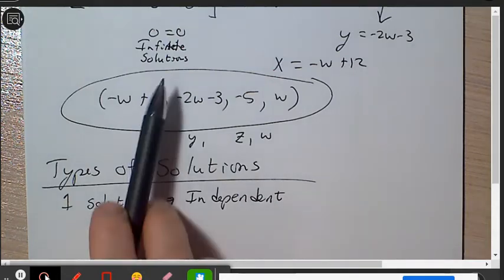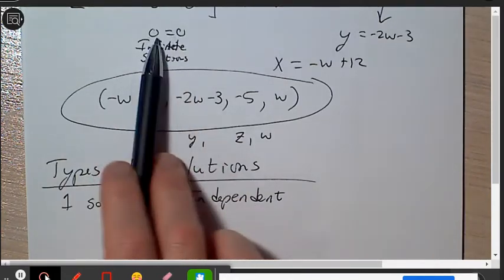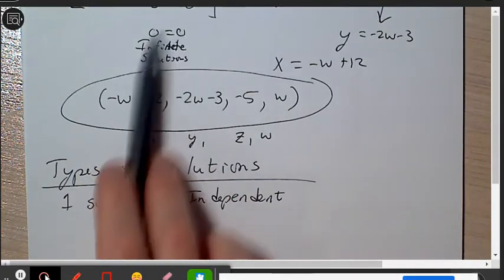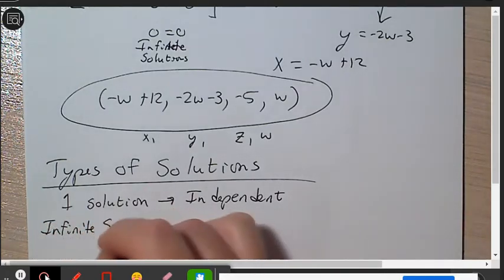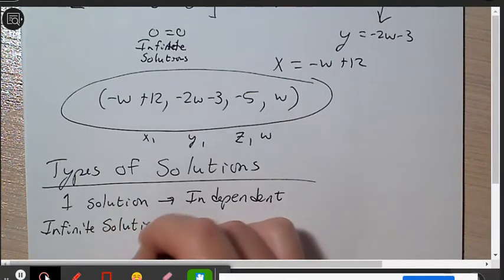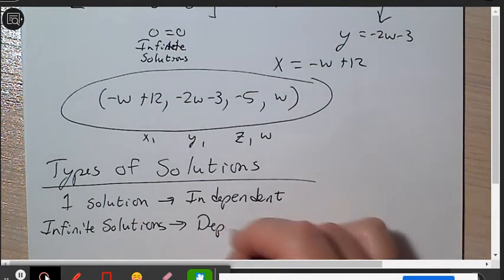Okay, if you have an answer like this one, where you get to the end of it and you've got one equation where you've got 0 equals 0 and there's an infinite amount of answers you can do here, then instead of calling it infinite solutions, kind of like this one was, they're going to say, all right, instead of calling it that, we're going to call it dependent.